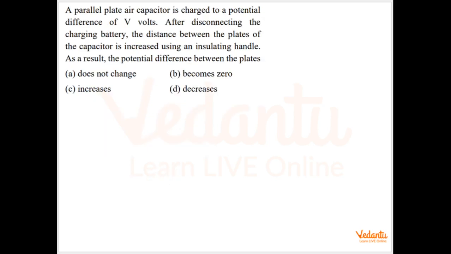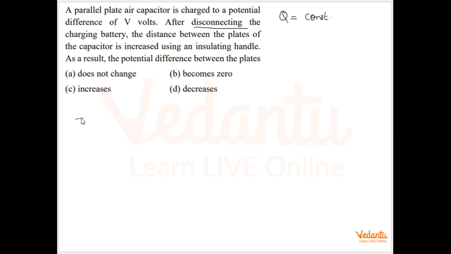In this next question, a parallel plate air capacitor is charged to a potential difference of V volts. After disconnecting the charging battery, the distance between the plates is increased using an insulating handle. As a result, the potential difference between the plates does what? So here once again what you have to understand is that the battery is disconnected. Whenever the battery is disconnected, you have to realize that the charge remains constant.